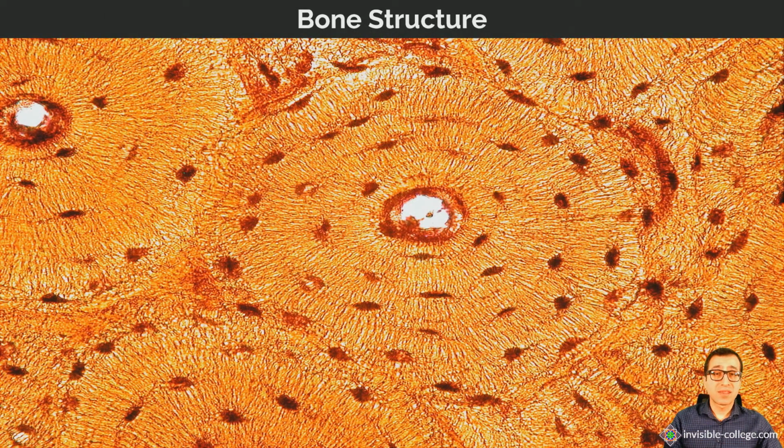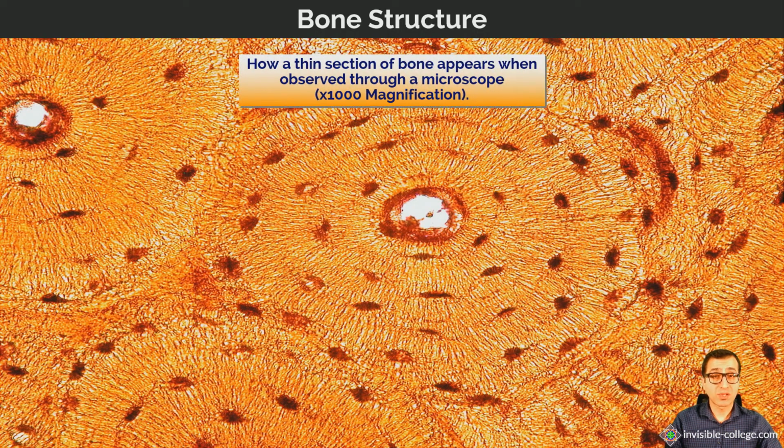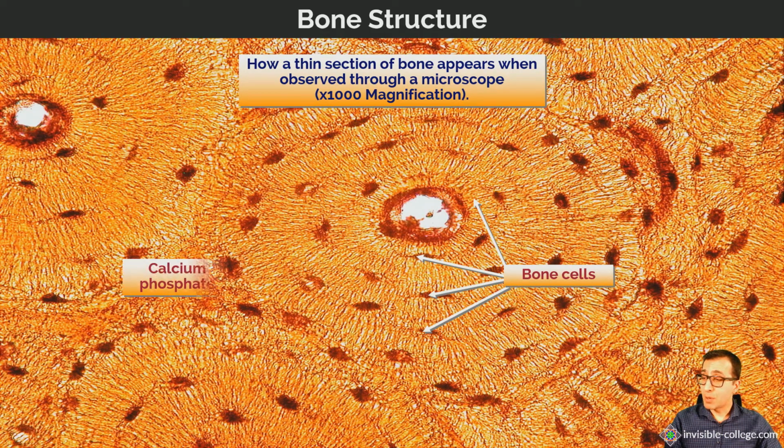So here we can see a thin section of bone when observed under an optical microscope at a magnification of about 1,000 times. Here we can see the bone cells, and here we can see deposits of calcium phosphate, which is the mineral which gives bones their density and hardness.